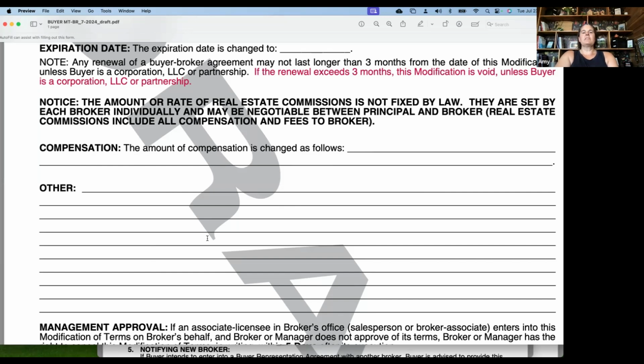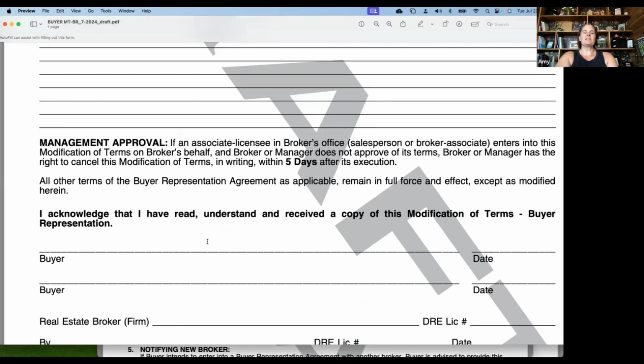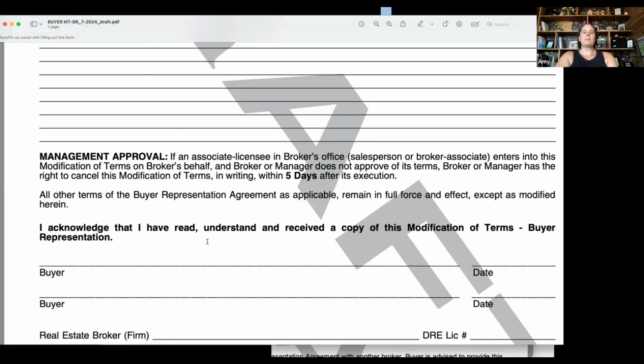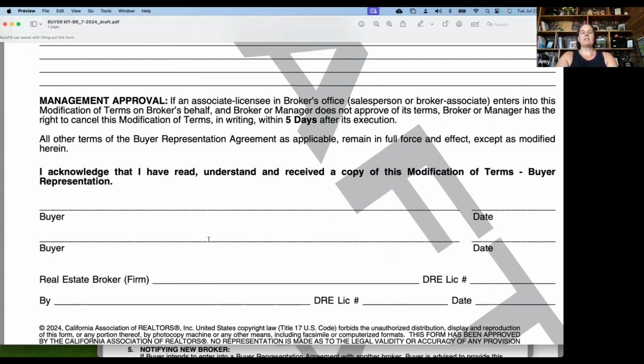Again, management approval: if the associate licensing and broker's office enters into this modification of terms on broker's behalf and broker or manager does not approve of its terms, broker or manager may have the right to cancel this modification of terms in writing within 5 days after its execution. All other terms of the buyer representation agreement as applicable remain in full force and effect, except as modified herein. I acknowledge that I've read, understand, and received a copy of this modification of terms buyer representation. So this is how we would modify anything in that BRBC. We're going to use this modification of terms MT-BR.